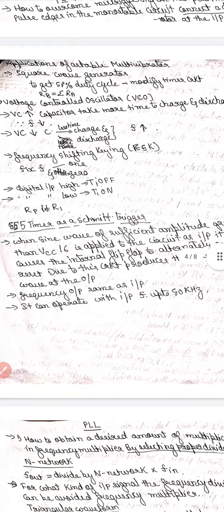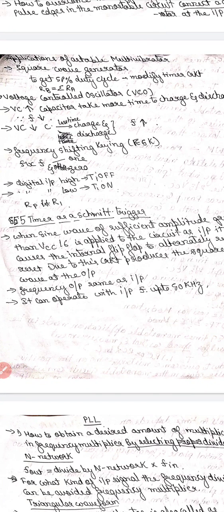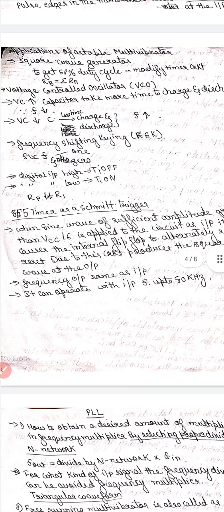Frequency shift keying, that is fixed F1 and F2. Digital input high, that is T off. Digital input low, that is T on. In that, R_P is in parallel with R1.